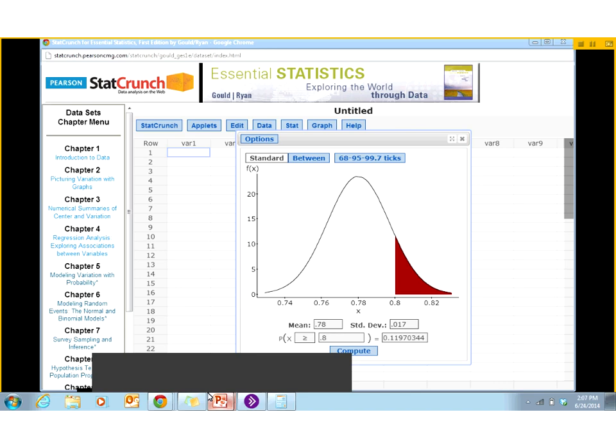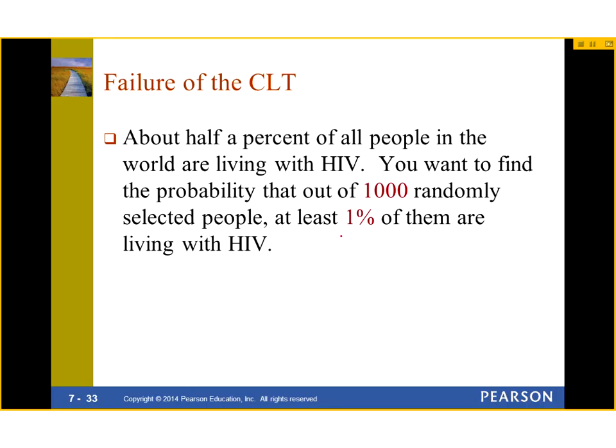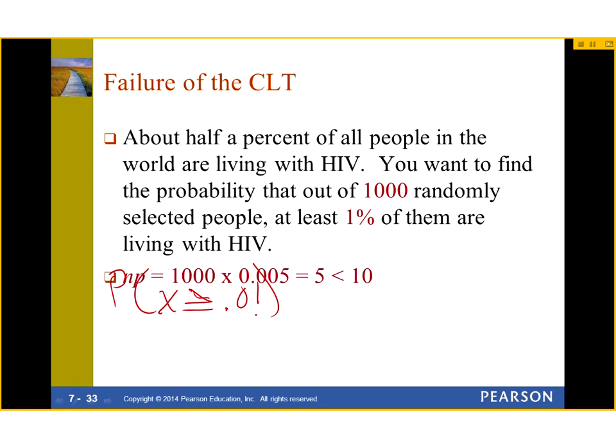All right. How about this? About 0.5% of all people in the world are living with HIV. We want to find the probability that out of 1,000 randomly selected people, at least 1% of them are living with HIV. So we'd really want to find the probability, in terms of StatCrunch, 0.01. Can we do this?